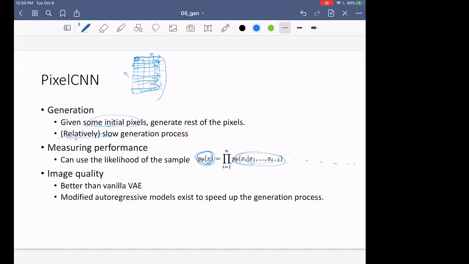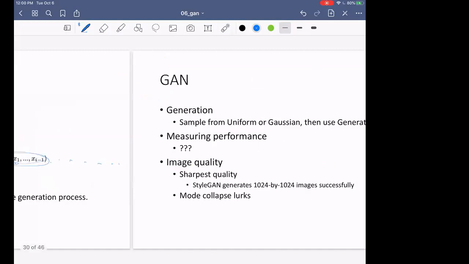And the image quality is probably better than vanilla VAE, and modified autoregressive models exist out there to speed up the generation process. I mean, yeah, the autoregressive models were kind of a hit back in the day, and people used to work on this a lot. But these days, I think as long as generating high quality images goes, people have just converged on using GANs.